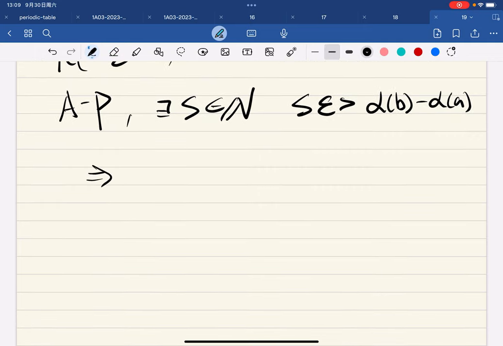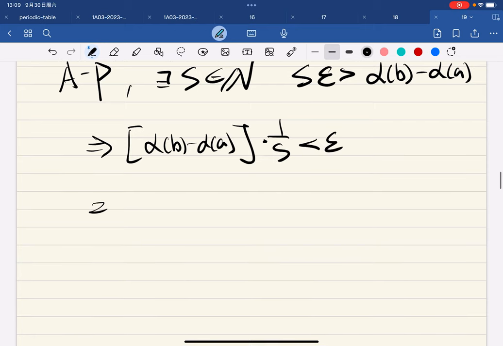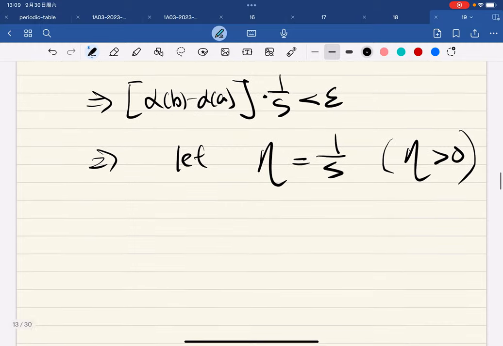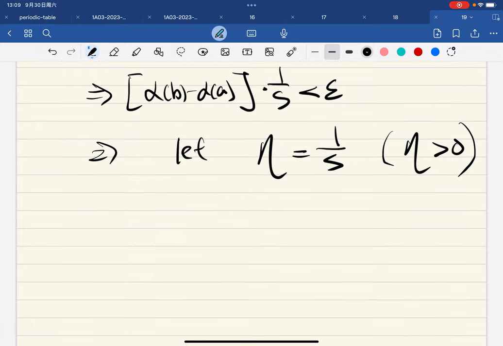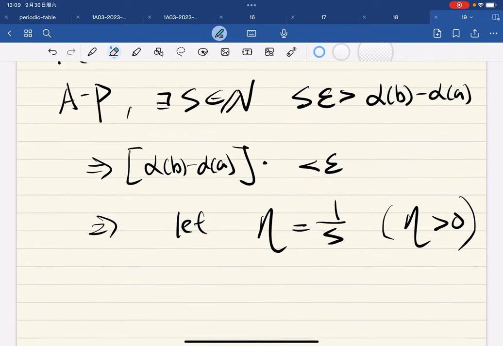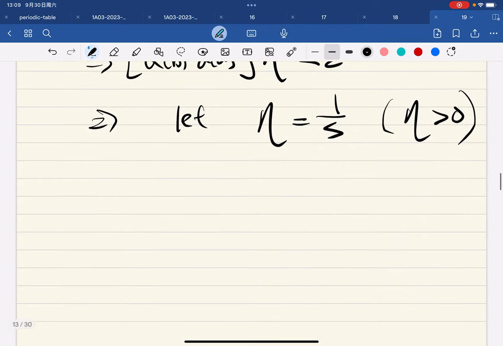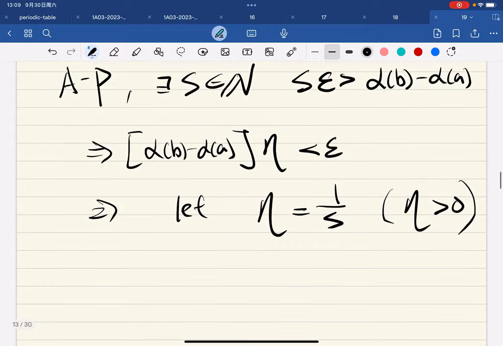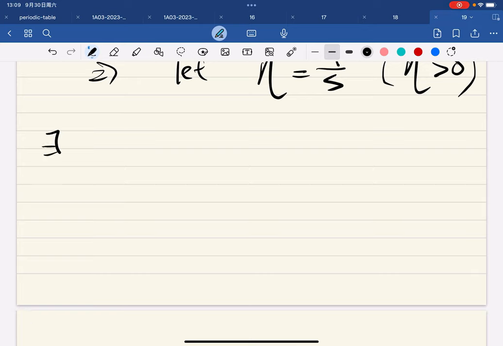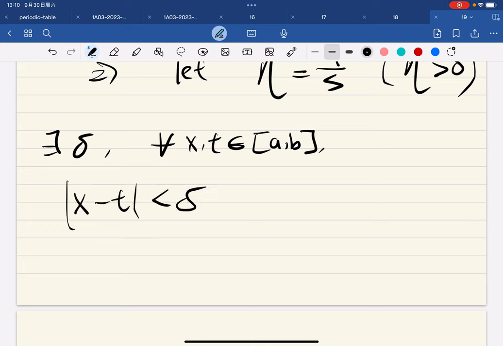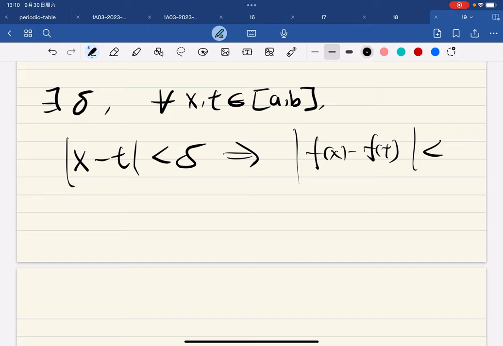So that means alpha B minus alpha A times 1 over S is less than epsilon. And then we let eta equal 1 over S. So evidently, eta is greater than 0, right? So basically we have this times eta, right? We're good. Now, since f is uniformly continuous, for this epsilon given above, there exists a delta that only depends on this epsilon, such that for any x and t in this interval, we have that x, this implies, this is the definition of uniform continuity. Oh, no, for this eta.